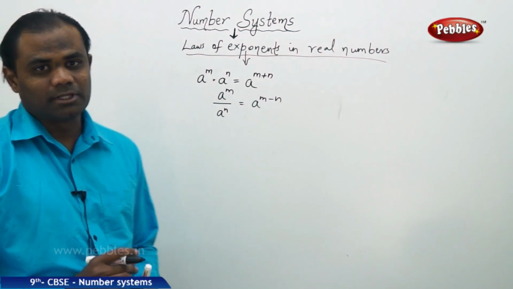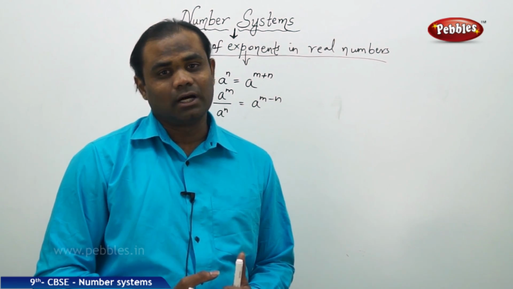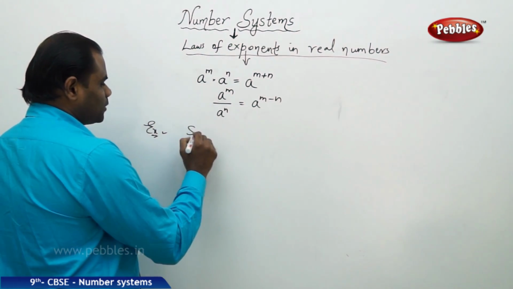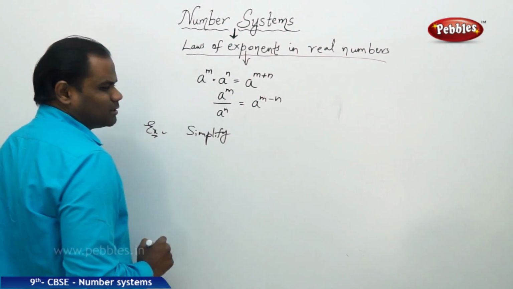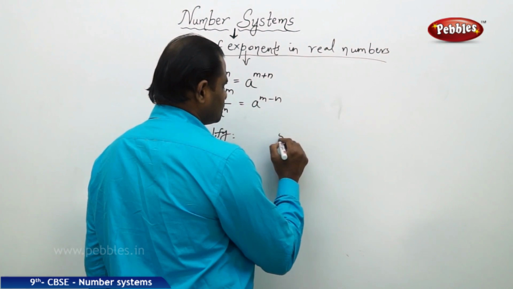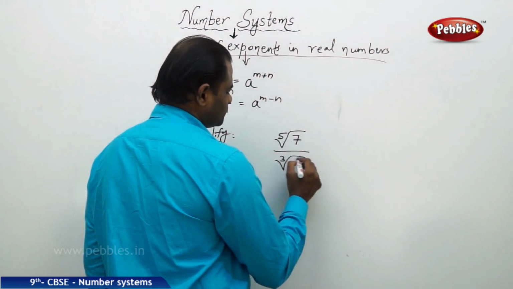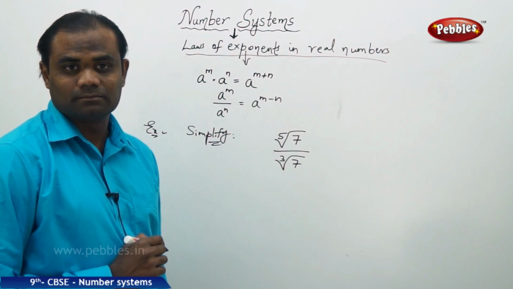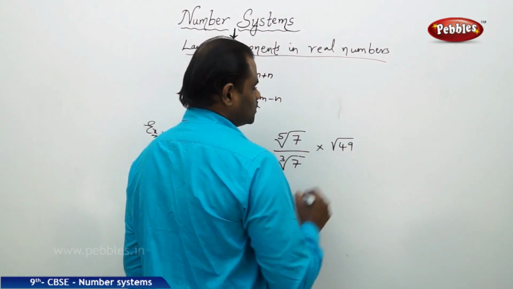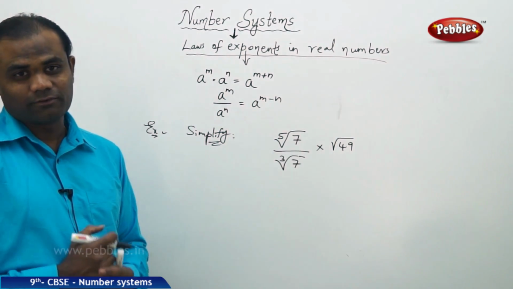So based on these two properties, let's see how we can simplify some different examples where real numbers are given in this form. For example, I have a question which says simplify the real numbers which are expressed in the form 5th root of 7, cube root of 7, into root 49. So let's see how we can simplify this strictly using the laws of exponents.